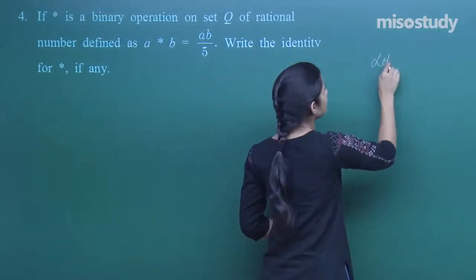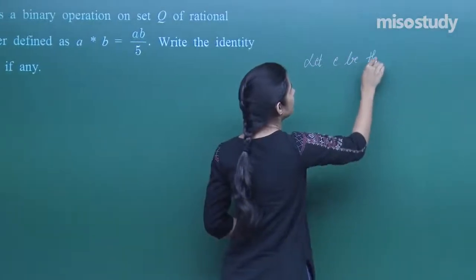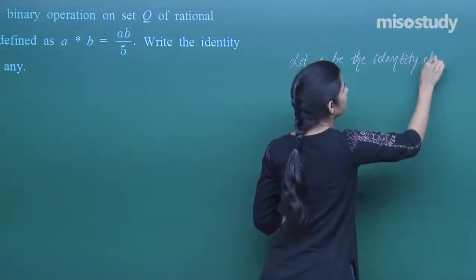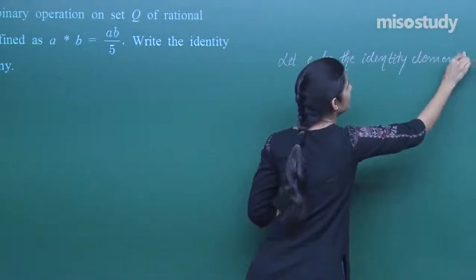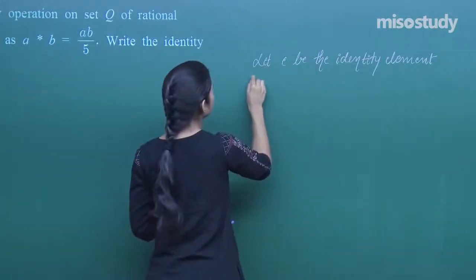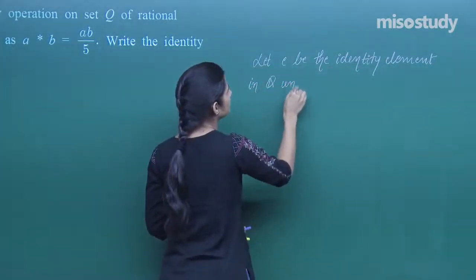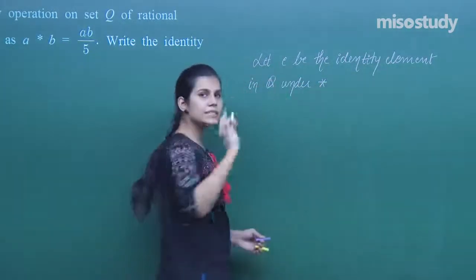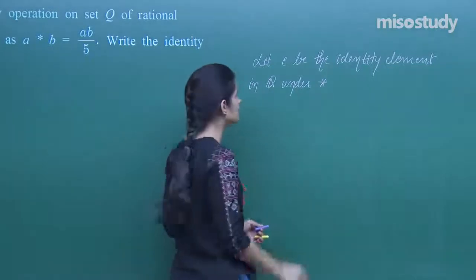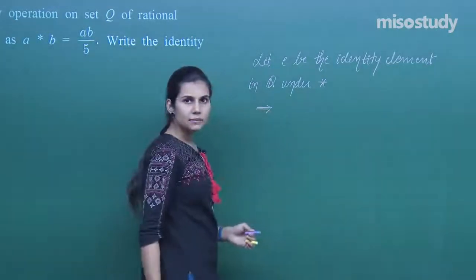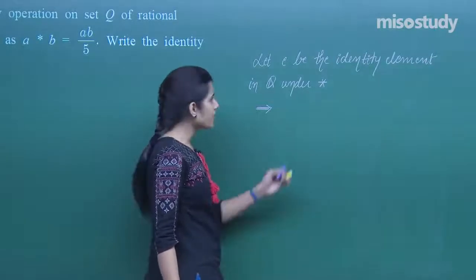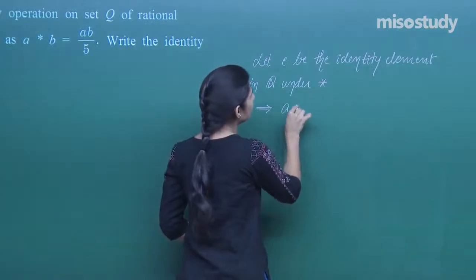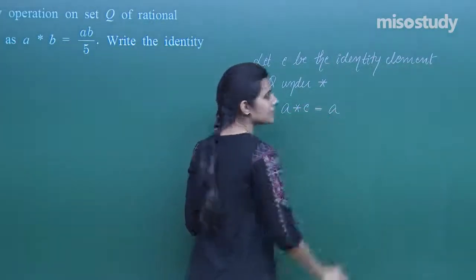I am saying let E be the identity element in Q under star. Under the very operation star inside the set of rational numbers, suppose E is the identity element. I don't know what the value of E is. What is the role of identity element? To not change the identity of any particular rational number inside this set under star. That means any rational number when operated with this element E does not get affected.